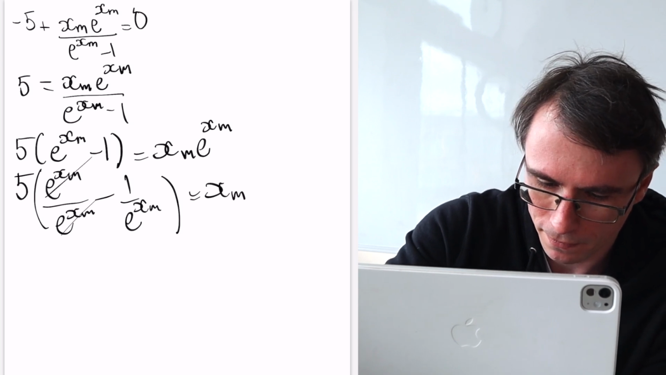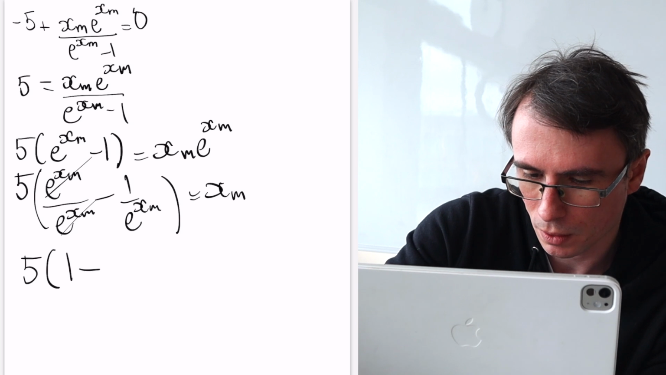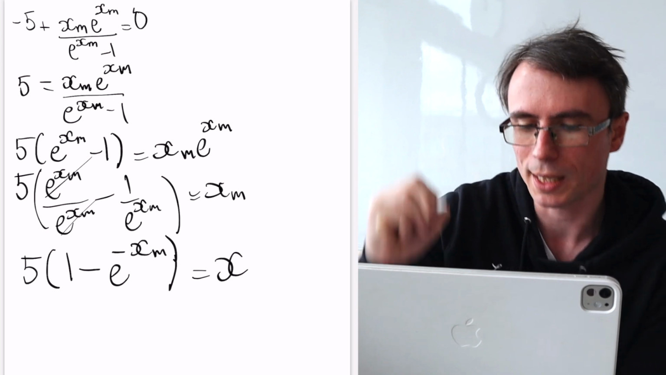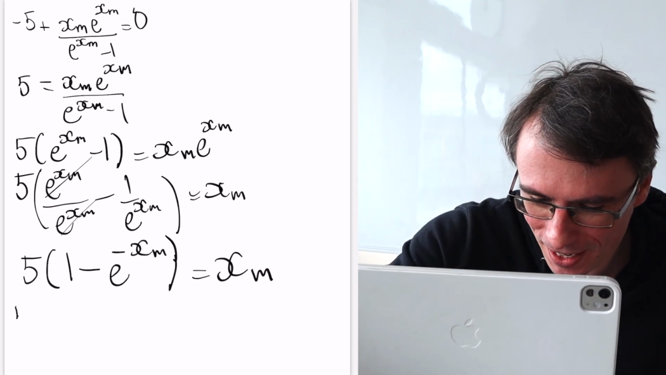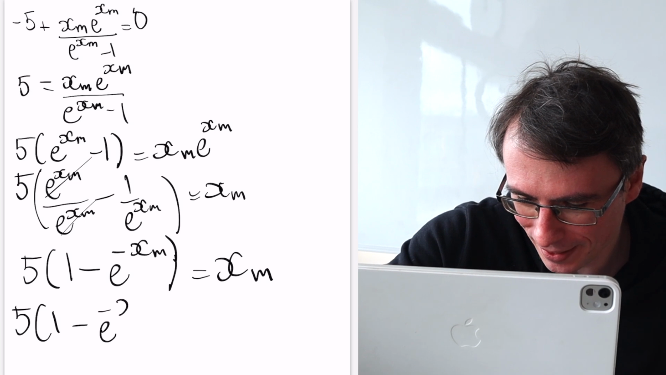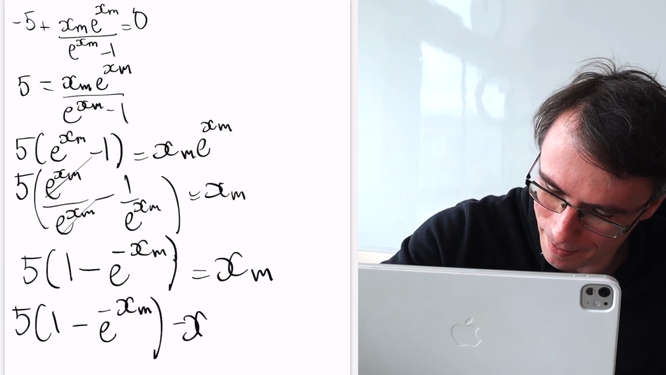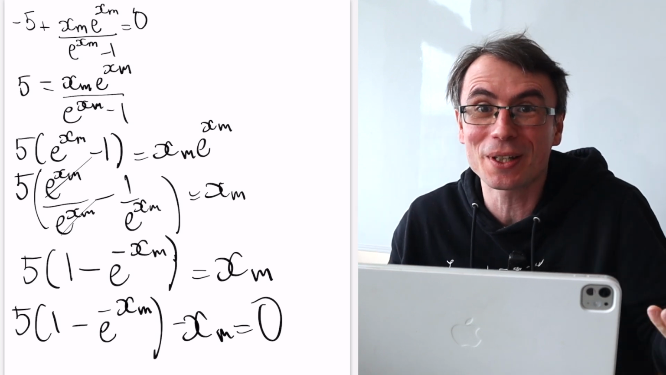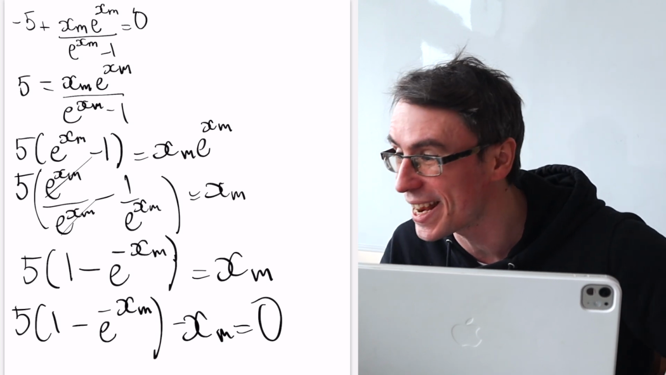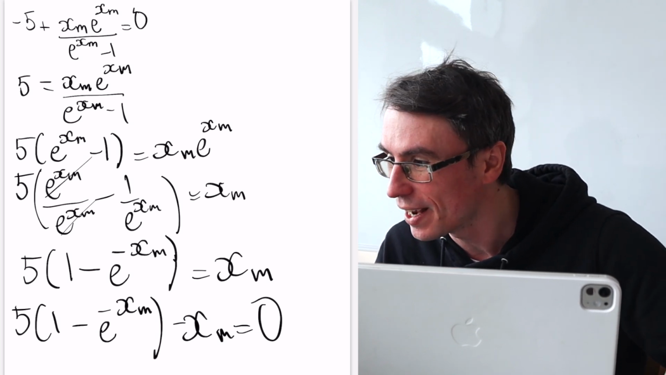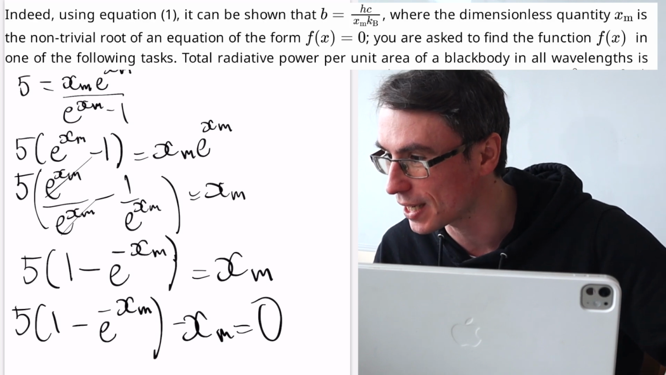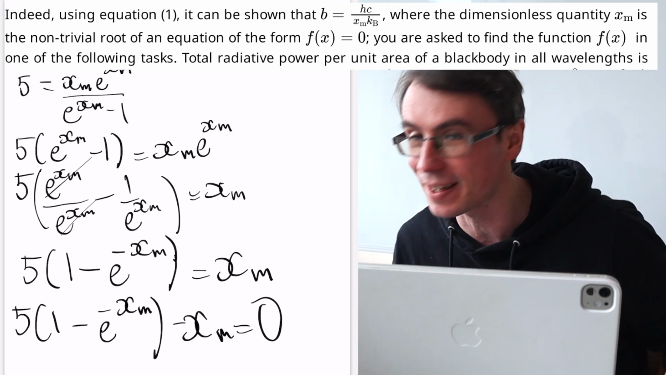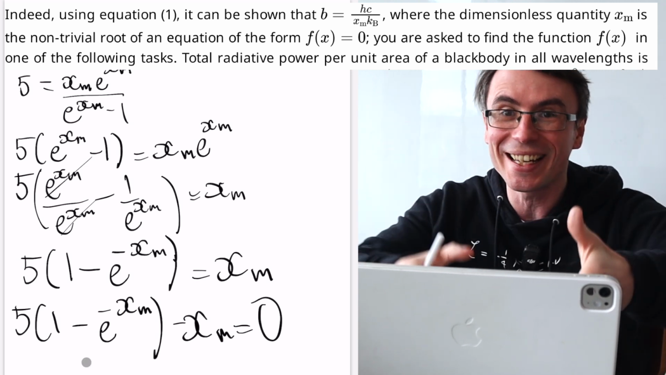What is that going to give me? 5 times 1 minus e to the minus xm is equal to xm. In other words, 5 times 1 minus e to the minus xm, take away xm is equal to 0. Well, this here is our function f of x that we're actually looking for. Now this question actually makes sense, because what it says over here is that the dimensionless quantity x subscript m is the non-trivial root of an equation of the form f of x is equal to 0. This here is that equation.